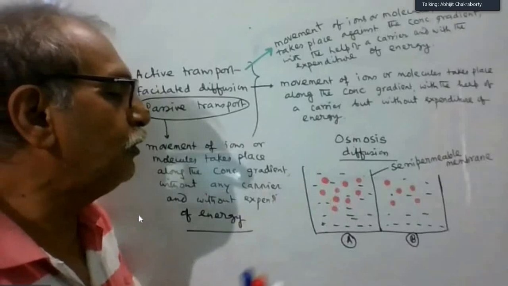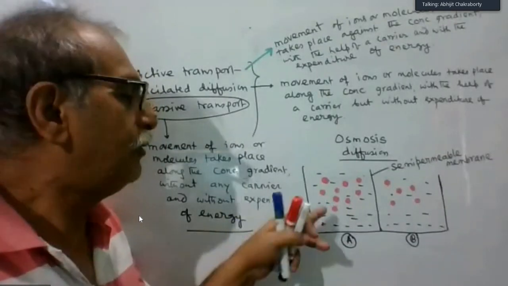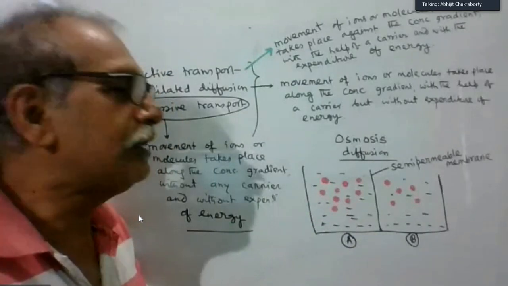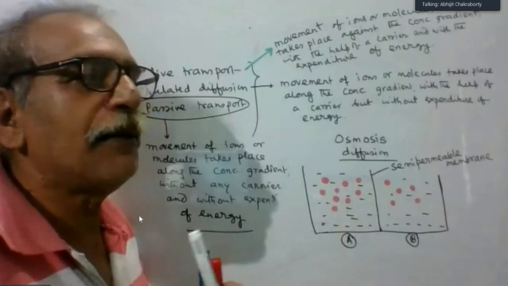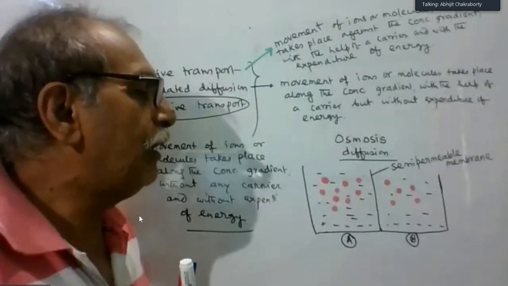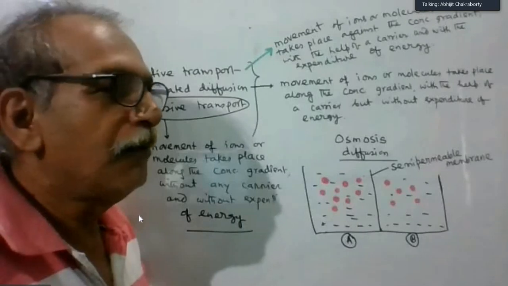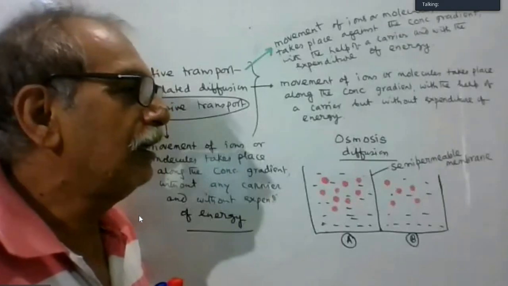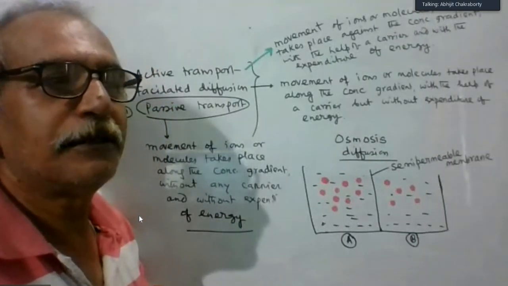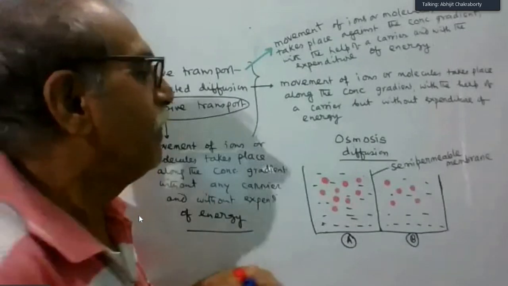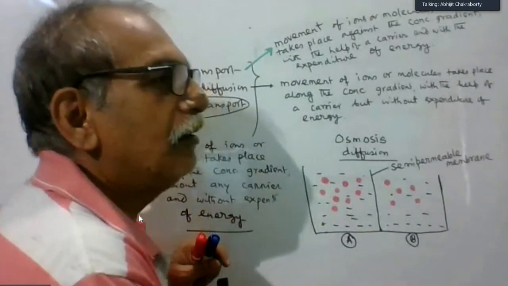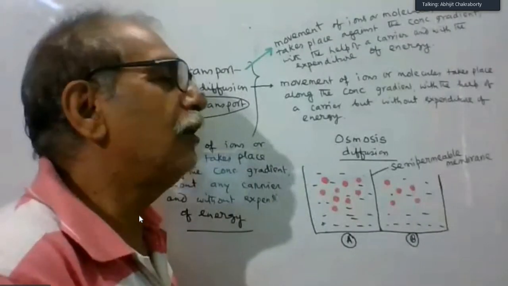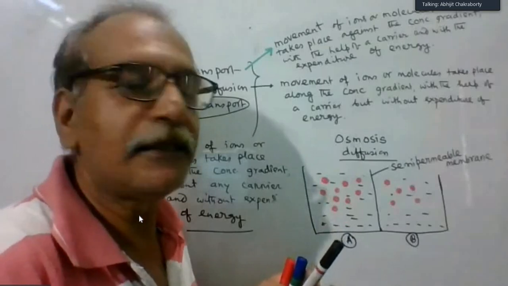Now you see here two solutions of different concentration are separated by a semi-permeable membrane, and movement of solvent takes place from its higher diffusion pressure towards the lower diffusion pressure region. Then it is called osmosis. Remember this: movement of solvent takes place from where there is higher diffusion pressure of solvent towards the region where the diffusion pressure of solvent is less.